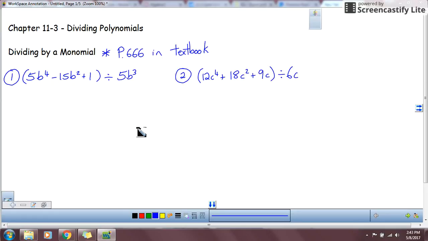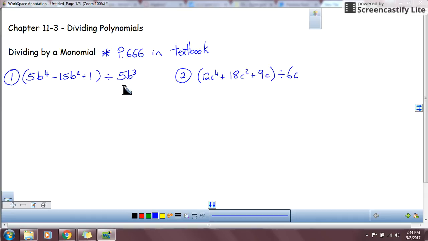We are dividing polynomials. You can have a look in your textbook. There are some extra examples starting on page 666 in your textbook. These first two examples, there is another example for you. Now, these ones here, you can kind of think about like we did yesterday, right?